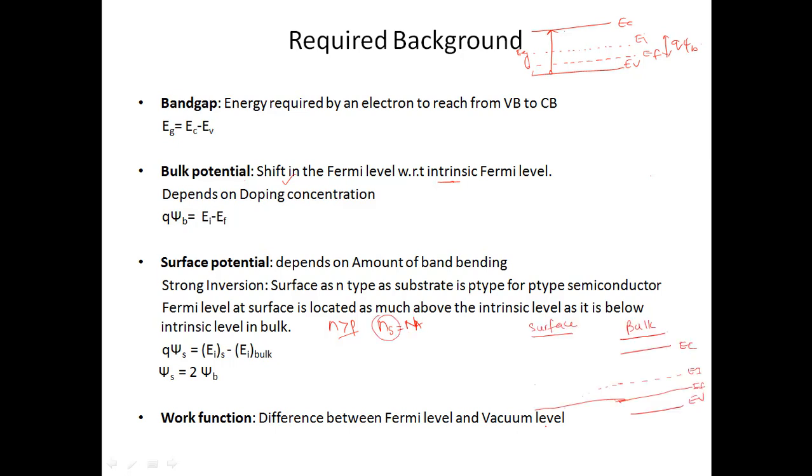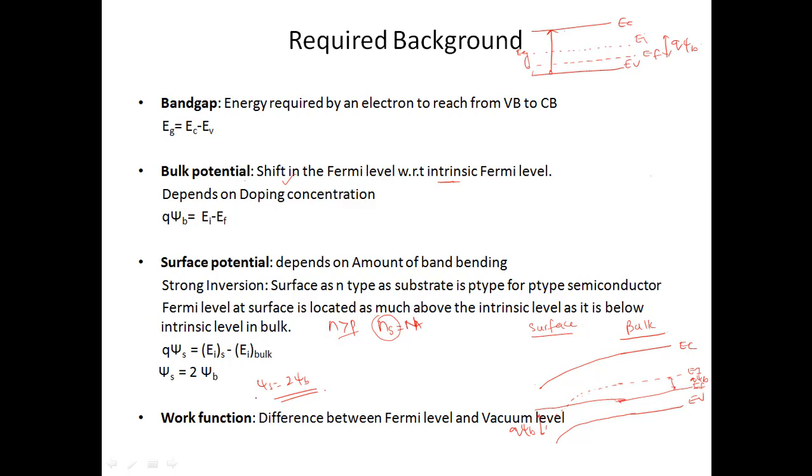So in the strong inversion region, bands would bend in such a way that the Fermi level is closer to conduction band than to the valence band. Okay, and then the Fermi level at the surface is located as much above the intrinsic level as it is below the intrinsic level in the bulk. So we have looked at this is q times psi B. So this is q times psi B in the strong inversion region. So the surface potential psi S is 2 times psi B.